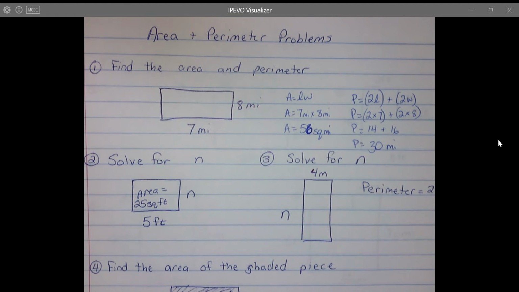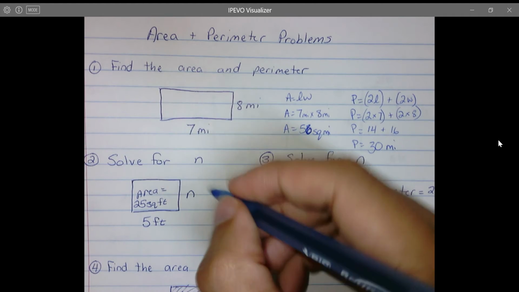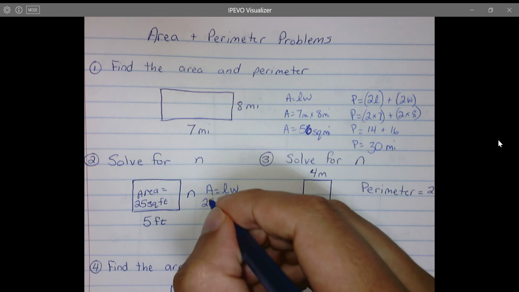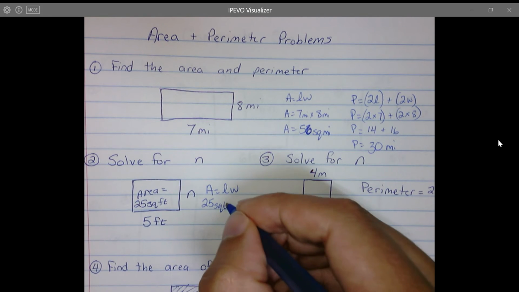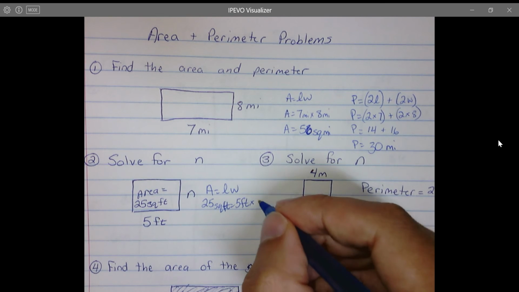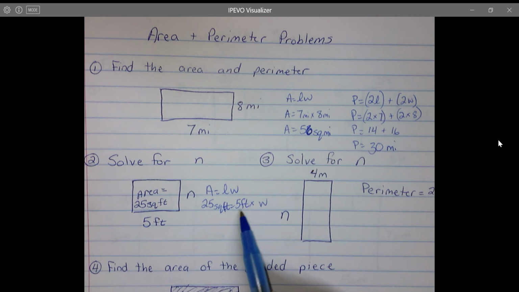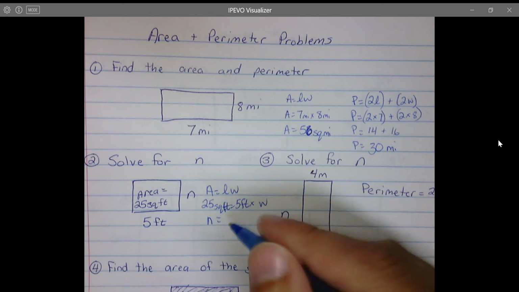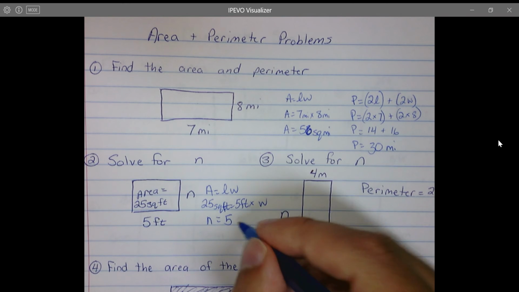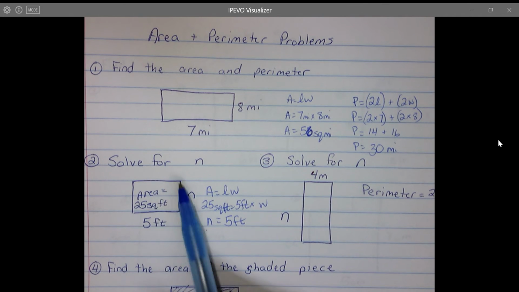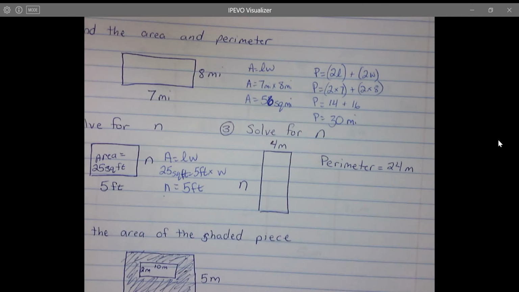All right, number 2 and 3, I need to solve for n. Number 2 looks like it's an area problem. Area equals length multiplied by width. I know the area, which is 25 square feet. I know the length was 5 feet, and I don't know what my width is. So working backwards, 5 times something equals 25. What multiplied by 5 gets me 25? That would be 5. 5 times 5 is 25, so n must also be 5 feet. This would be a square, as all the sides are the same.